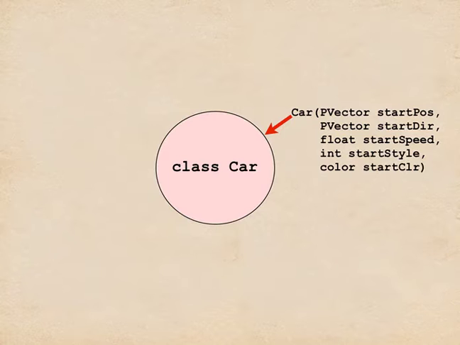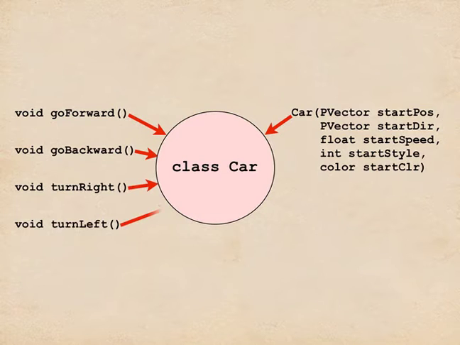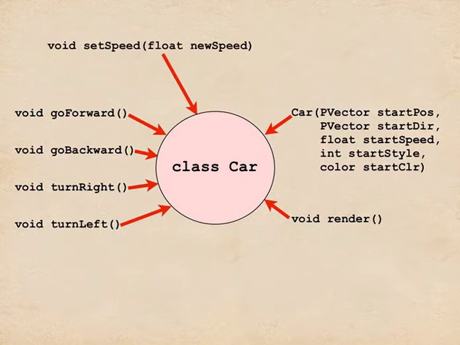All we know is that these 5 pieces of information go into a car to get it set up. Now we can call all the methods that we've already had, go forward, go backward, and so forth, including render. Then we have the getters and the setters. So if we want to set the speed, we call set speed with a new value. And if we want to get the speed out, we call get speed, and it returns a float. In our case, that's just the value of the internal variable speed, but again, it could be some other thing, and it could be saved in some other way.